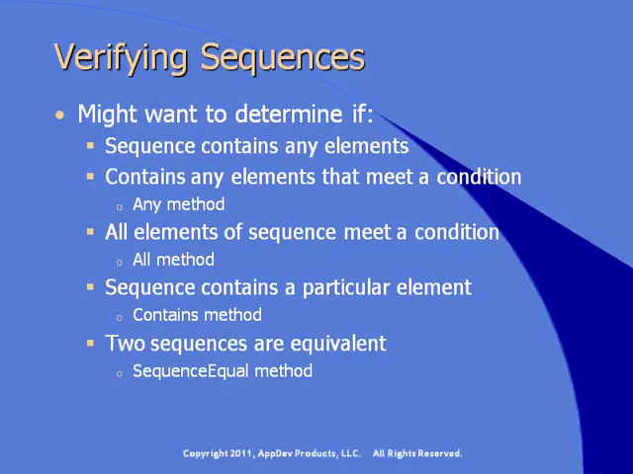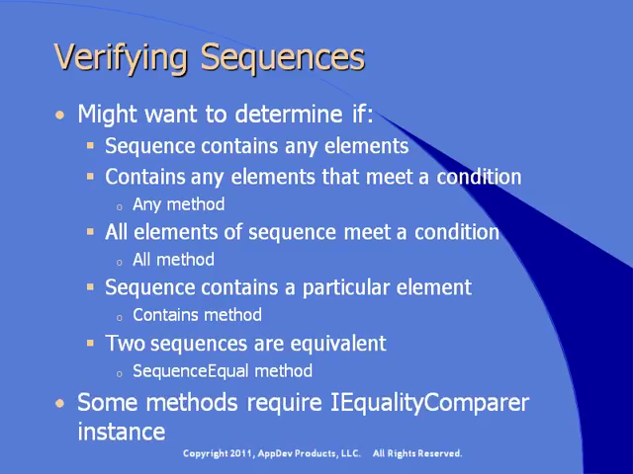Now, the problem here is you're going to be comparing elements within a sequence. And for complex elements, the .NET Framework doesn't know how to compare them. Say you're comparing two customers. What makes two customers equivalent? You'll need to indicate that information to the .NET Framework. And in that case, you'll need to use an IEqualityComparer instance.